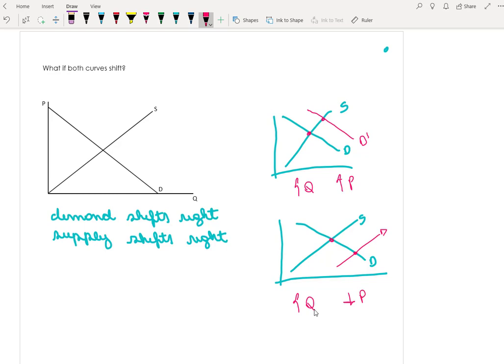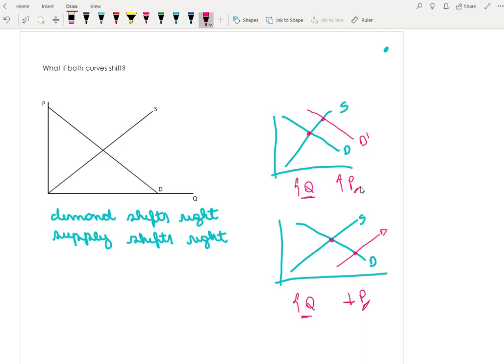What if I shift both curves? Well, I know for sure that quantity is going to go up. However, I don't know if price is going to go up or down. It depends on what curve shifts the most. If the demand shifts the most, price will go up. But if the supply shifts the most, price will go down. It's like each curve is pushing price in a different direction.